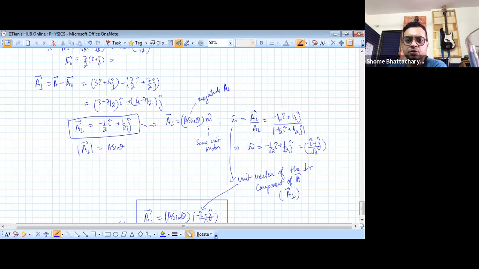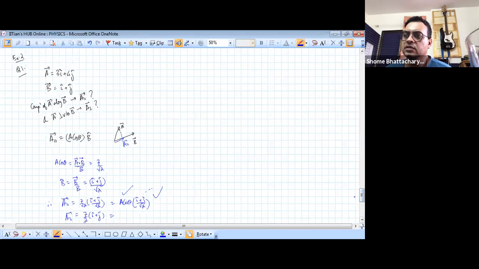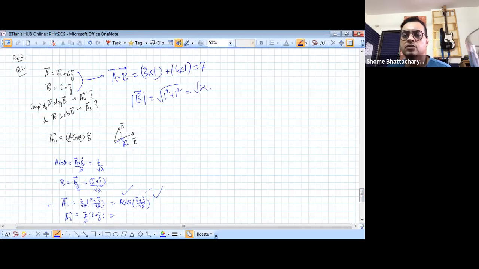Okay, so Sarvesh, hope this is clear now, na beta? And 7 by root 2, that came from there. 7 by root 2 had come from this thing, A dot B divided by mod B. So here, calculate A dot B. So you can see that between these two, A dot B is how much? It is 3 into 1 plus 4 into 1, so that is 7. And mod B is how much? It is square root of 1 square plus 1 square. So it is root 2.